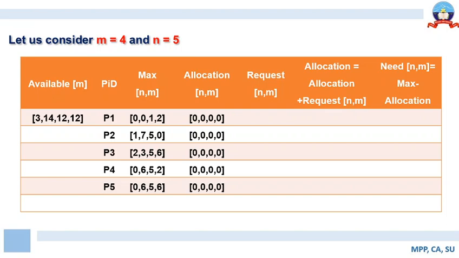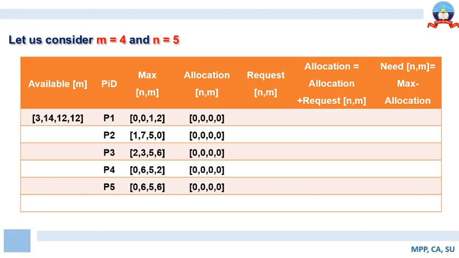Available is defined as 3, 14, 12, 12, which implies there are 3 instances of resource R1, 14 instances of resource R2, 12 instances of resource R3, and 12 instances of resource R4 respectively. So available has 3, 14, 12, 12 instances of resources R1, R2, R3, R4 respectively.